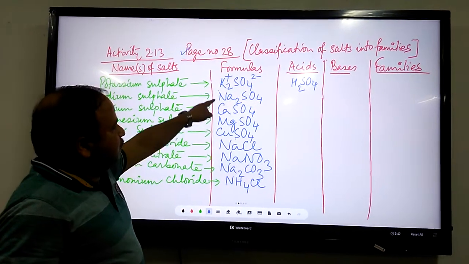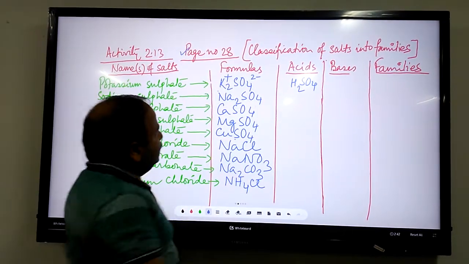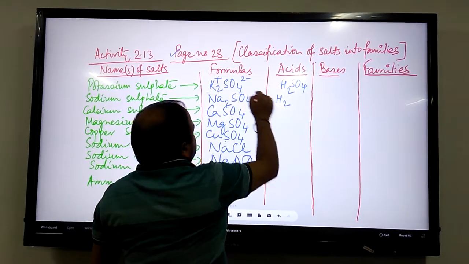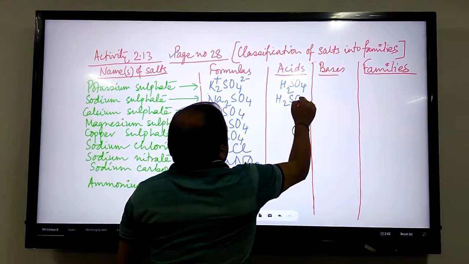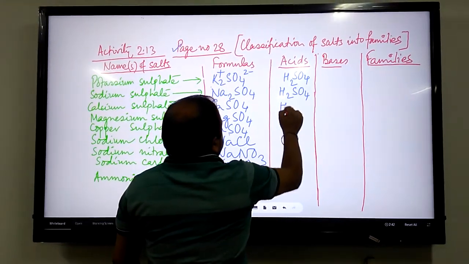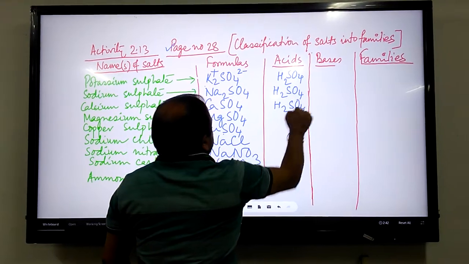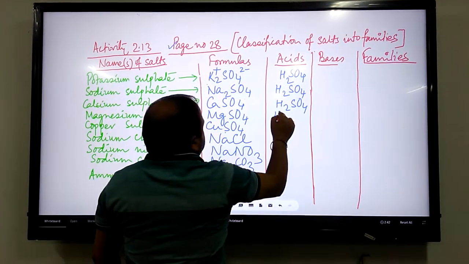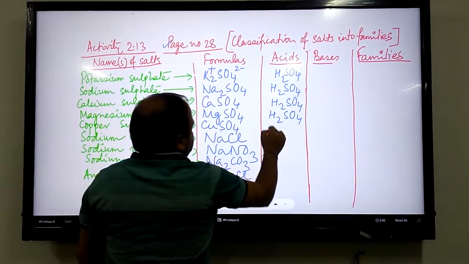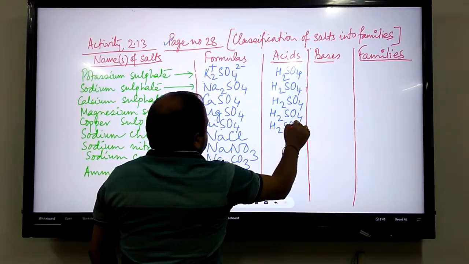Similarly, in this salt also you can find that the acid is H2SO4, because the negatively charged radical here is the sulfate radical having 2 minus charge. Here also the acid is H2SO4. Here the acid will be again H2SO4. In the next salt again the acid is H2SO4.